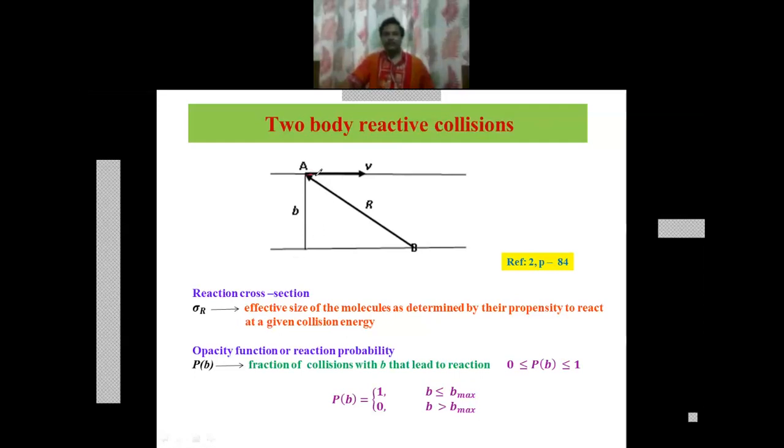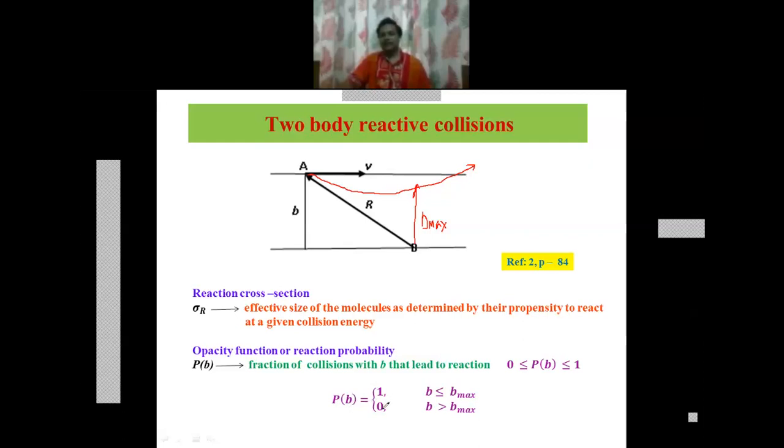If it is something like this, we say that the reaction is going to take place if it comes within the b max, right? So π b max squared is going to be the reaction cross section. Now, even if it comes within this range, the probability is going to decide.